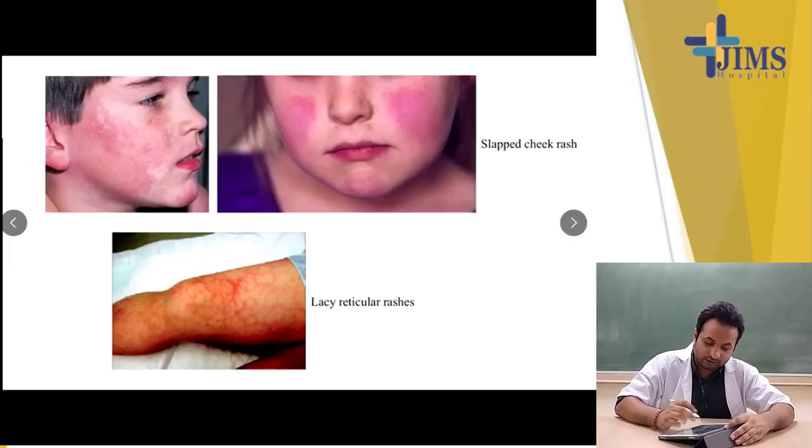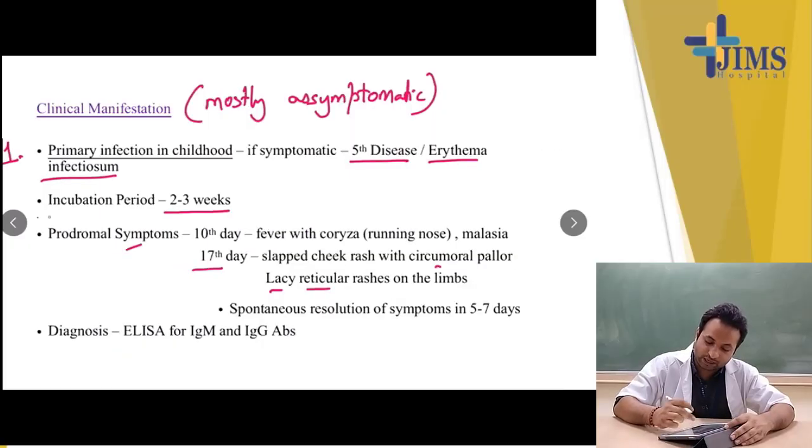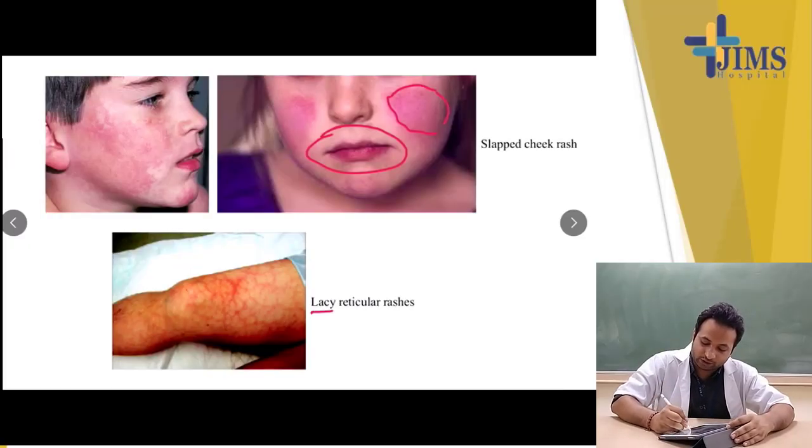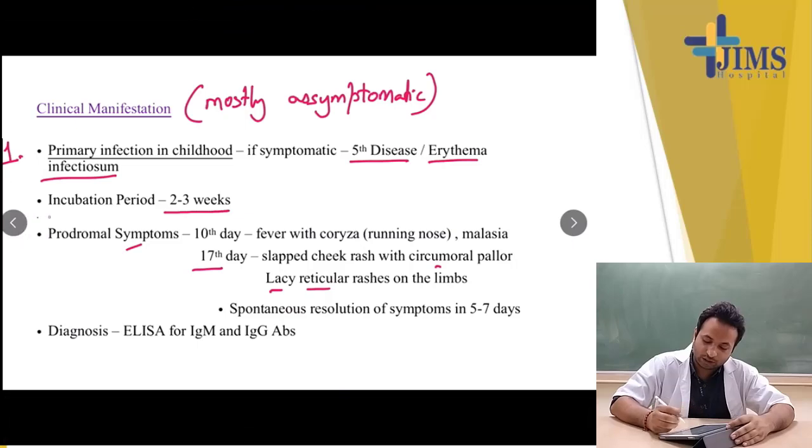It looks like this. As you can see, here is total redness, and here the pallor is there. So circumoral pallor and the slapped cheek rash, and also lacy reticular rashes you can see here. These symptoms eventually undergo spontaneous resolution in around 5 to 7 days. And diagnosis, how will you diagnose? By looking for antibodies using ELISA, so ELISA for IgM and IgG antibodies.